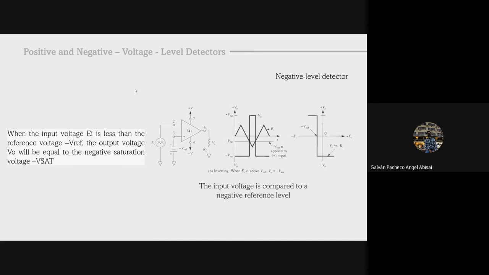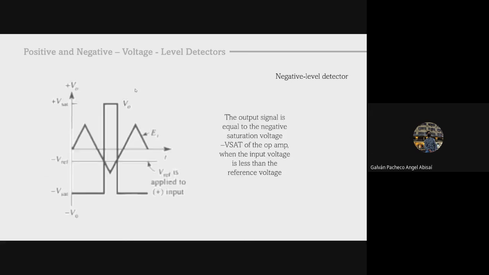Now we have a non-inverting negative voltage level detector circuit, where the input voltage is compared with a negative reference voltage level. So when the input voltage is greater than the reference voltage in negative, the output voltage will be the positive saturation voltage value of the op amp. But if the input voltage is less than the negative reference voltage, in this case, the output voltage will be equal to the negative saturation voltage.